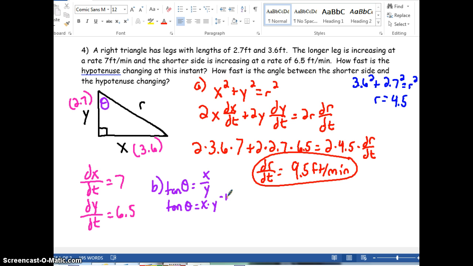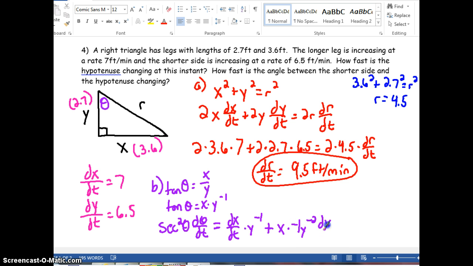And now we're going to solve for our derivative. When we do, we have secant squared of theta, d theta over dt, for the left side, equal to the right side, which is a little more complicated because you have to follow the product rule. The derivative of the first, the x, is just dx/dt times y to the -1, plus, leave the x alone, times -1 y to the -2 dy/dt.